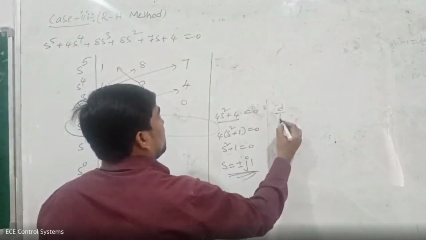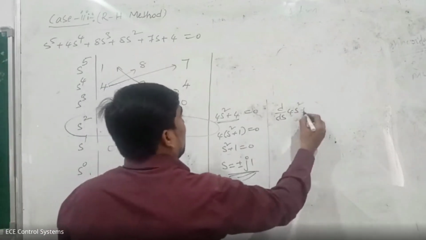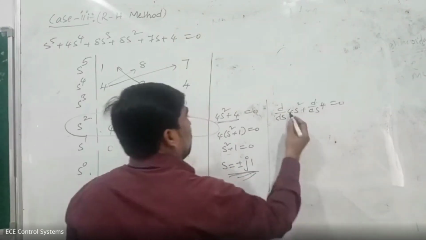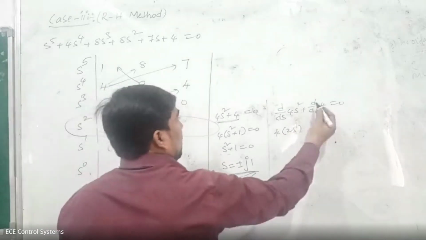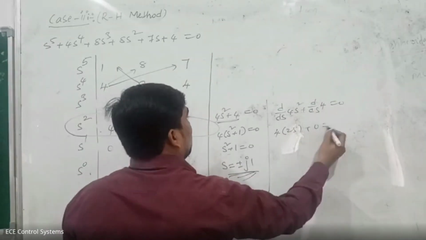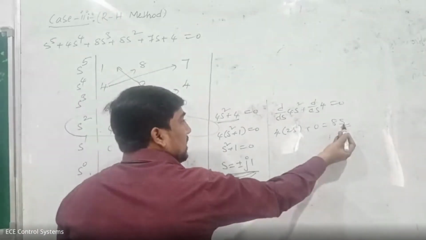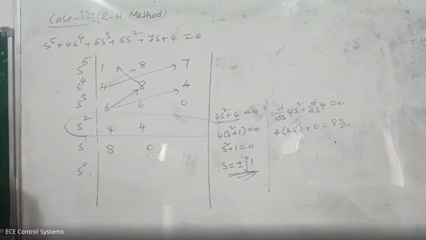Now you have to take the differentiation for this. 4s square plus 4 equal to 0. 4 is constant. S square differentiates to 2s. Differentiation of 4 is nothing but 0. You have to take 8 into s. Now what is the coefficient of s? That is 8. Just you have to take that 8 in this place.